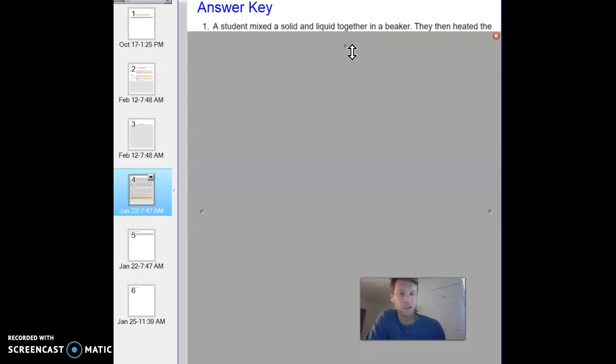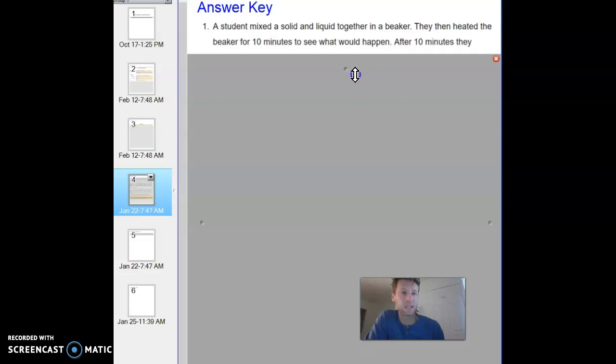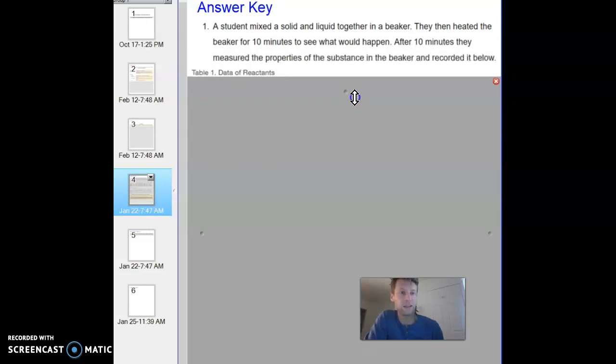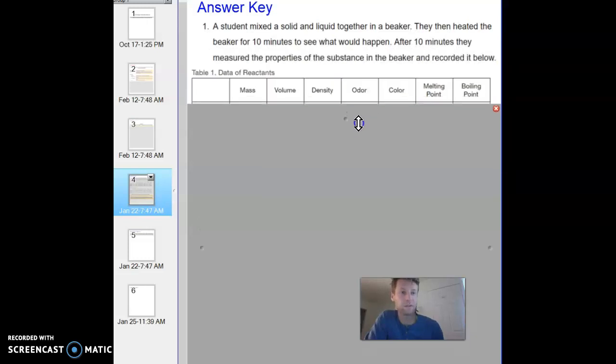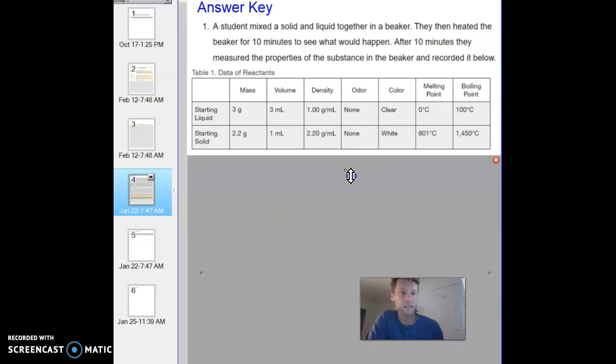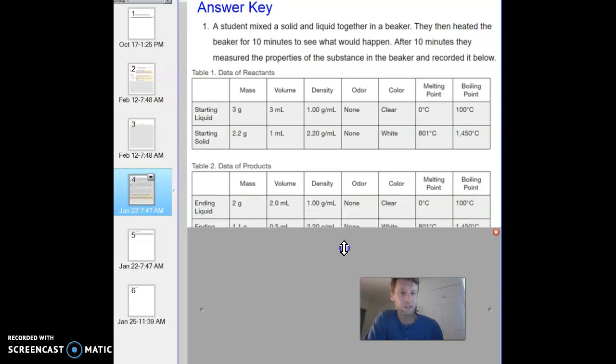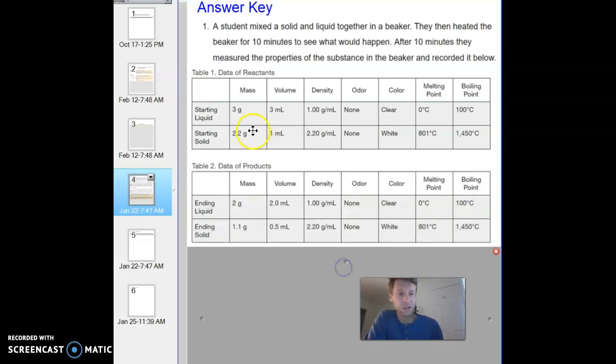So in this check for understanding, a student mixed a solid and a liquid together, they heated the beaker, and then they recorded the properties of the substance below. So the reactants are in data table 1. We started with a liquid and a solid. The products are in data table 2. Looks like we ended up with a different mass and a different volume. However, the densities for the liquids were the same, and the density for the solid was the same.